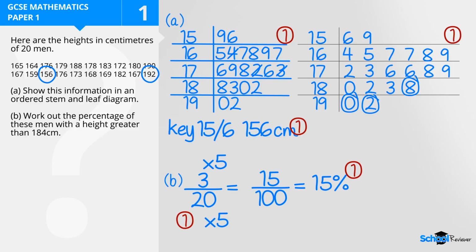The second part was a straightforward conversion of a fraction to a percentage. Easiest way to do it is make sure that it's out of 100 and then you can just write down the percentage. A number of students gave an answer as 85, which was the number of people less than 184, which was incorrect. So read your question carefully.